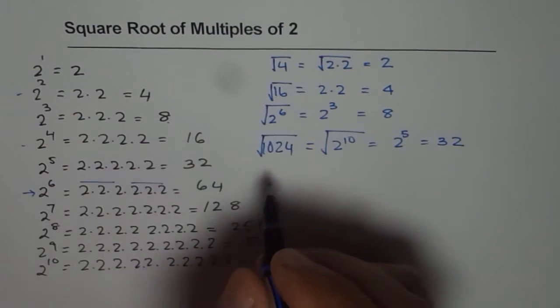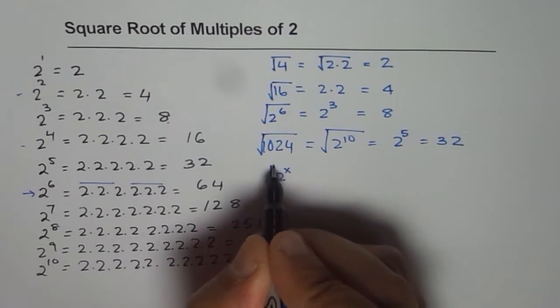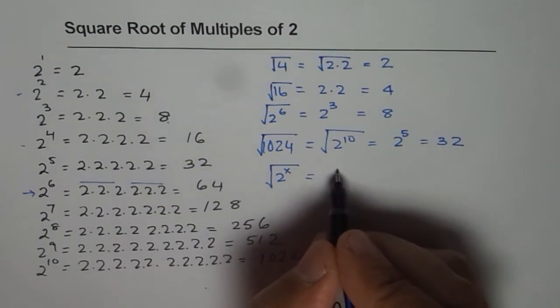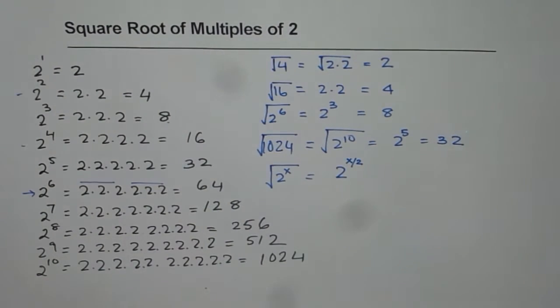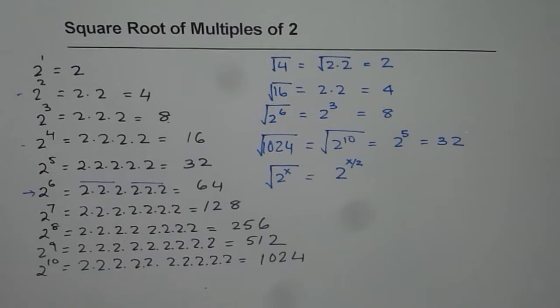But for 2 in general, if I write square root of 2 to the power of x, where x is not known to me, then what is the answer? The answer is 2 to the power of x divided by 2. So in general, it is half this power. That is what the answer is.